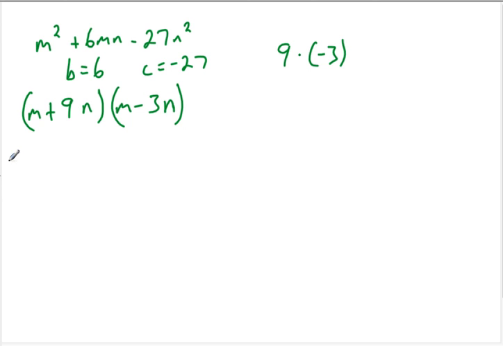And you can FOIL that just to double check. M squared, 9 times negative 3 is negative 27, n times n. And here's why you had to have an n in each one rather than an n squared in one of them and no n in the other: when you do the outers and the inners of FOIL, the outer would be negative 3mn and the inner would be 9mn. If you had an n squared here and a 1 and no n there, it wouldn't work out like this. So that's why you have to have an n in each binomial.